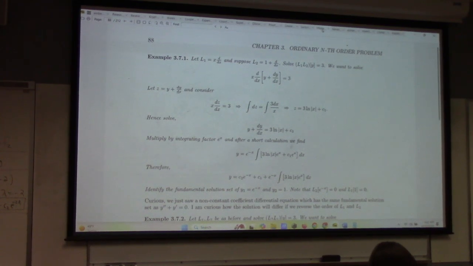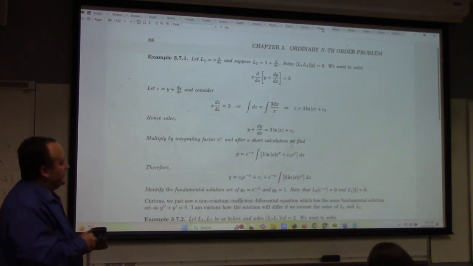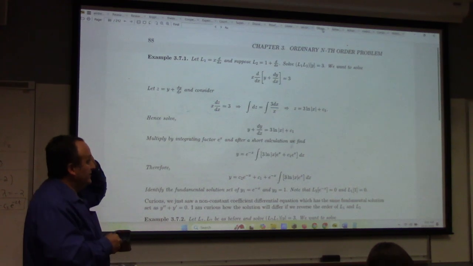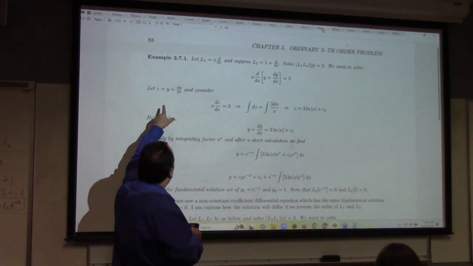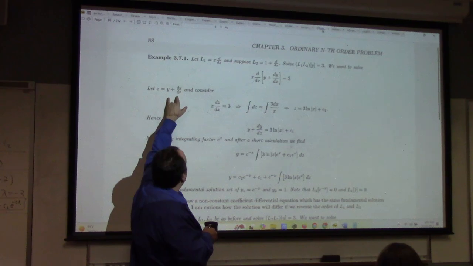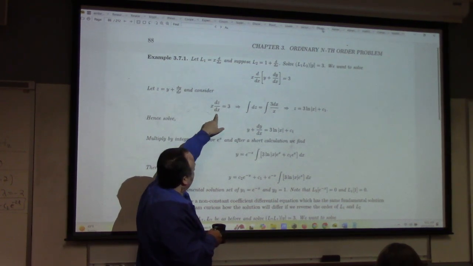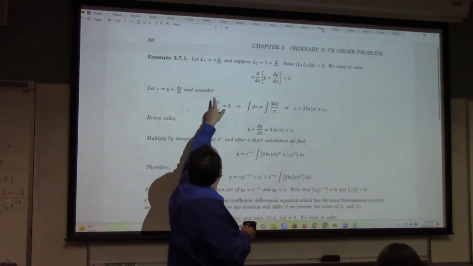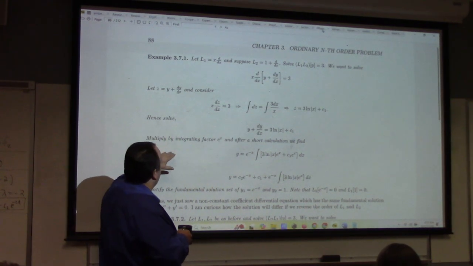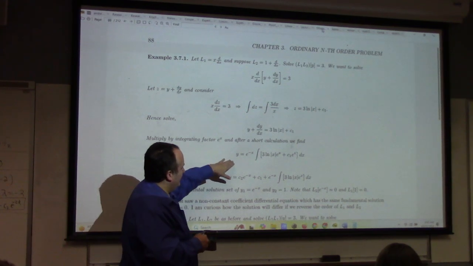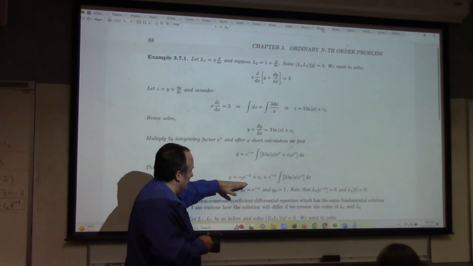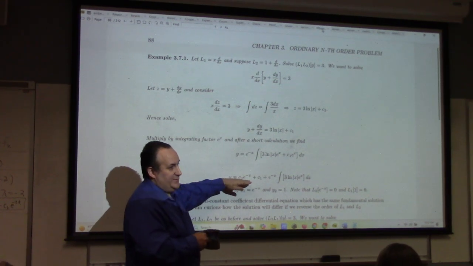So here's an example. If I have L1 is x d/dx and L2 is 1 plus d/dx, I can solve L1 L2 y equal to 3. To do that, I make a substitution of z equal to y plus y', which makes me have this. I solve that. It gives me z equals this. And then I plug that back into my substitution and solve that. And after a short calculation, I will find y equals this lovely beast, which means that my general solution has this form. Now, did we see anything like this?